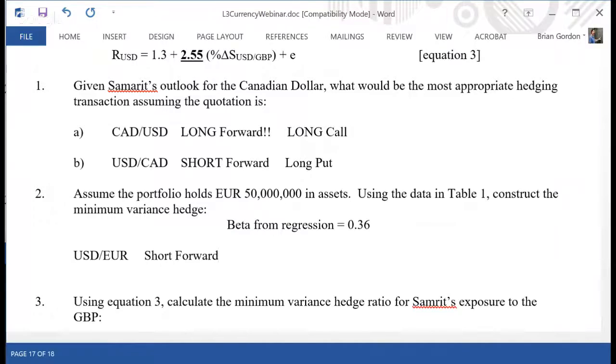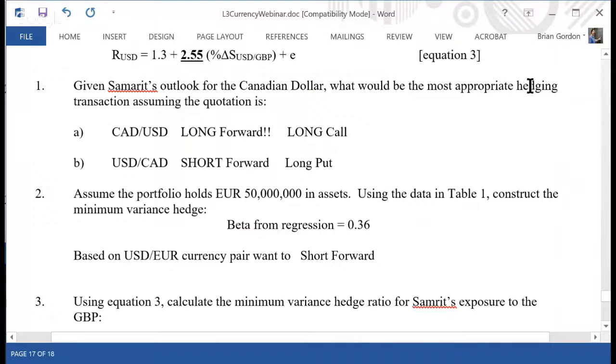Now, if they wanted to go further, then I would say, based on the currency pair, based on the US per euro currency pair, you want to short the forward. Okay, so maybe you're picking up some marks. I mean, if this is worth 4 marks or so, or if they wanted to show the calculations, maybe you're only picking up 1 mark, but it's better than getting 0.